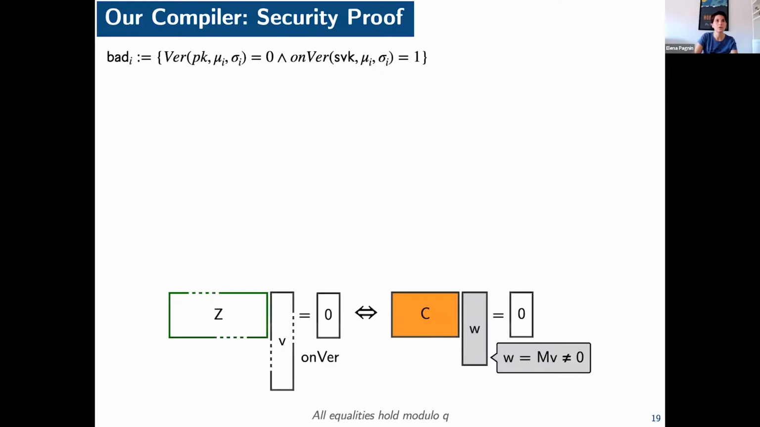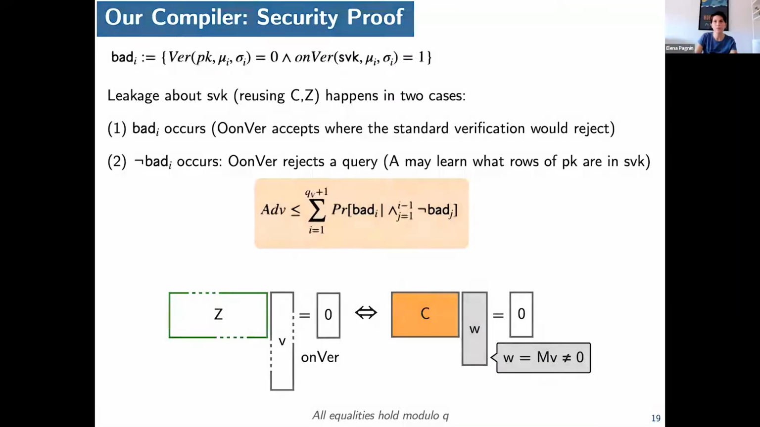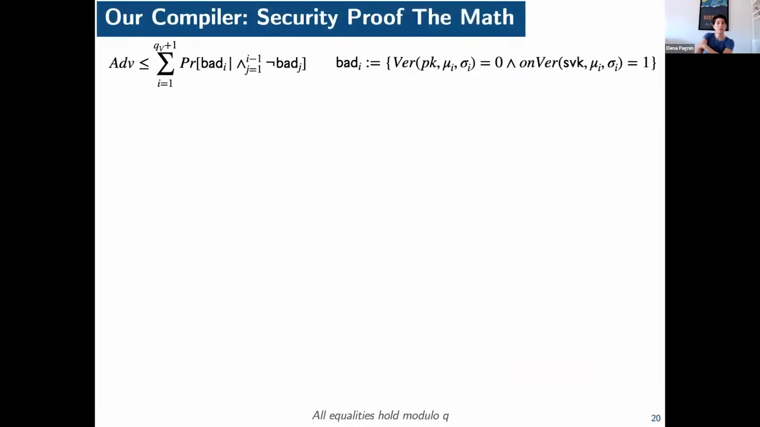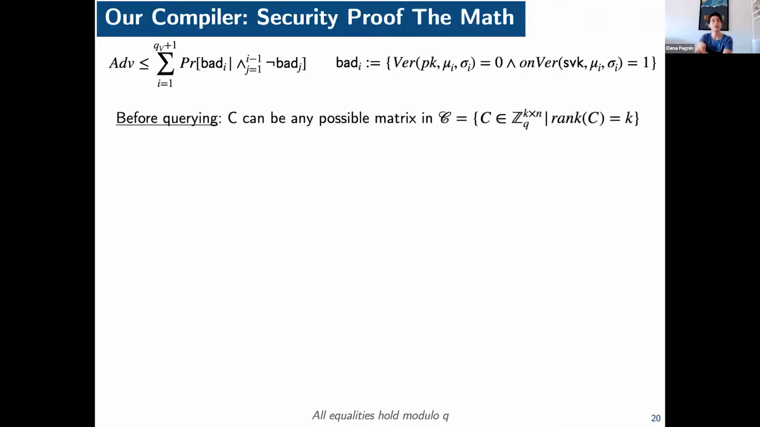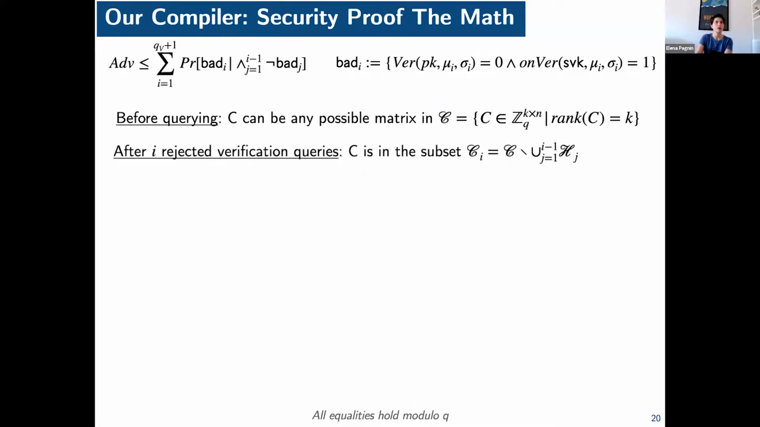So this one is what we saw. Good. Okay, so a little bit of math here, which hopefully will address the questions that I got so far. Before the adversary does any query, all of the possible choices of C are possible. So my set calligraphic C is made of all of the possible matrices of dimension K by N, where K is the confidence level, and we suppose that it's publicly known. After I get I rejected verification queries, I know that this is no longer the whole set, but it must be a subset.